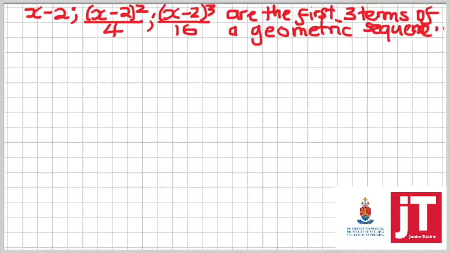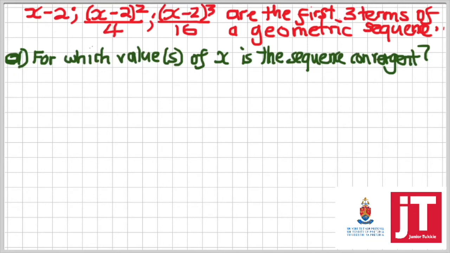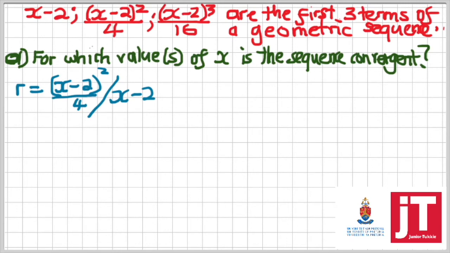We move on. You are given those three terms forming the first three terms of a geometric sequence. The first question is saying, for which value or values of x is the sequence convergent? So it is indeed convergent. That means your R has to lie between -1 and +1. So we're going to get our R as R is equal to (x minus 2) to the power 2 over 4 divided by x minus 2. Then simplifying that, we get our R to be (x minus 2) over 4, representing our R.